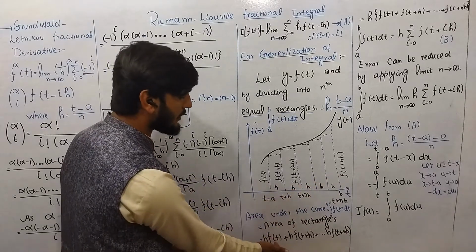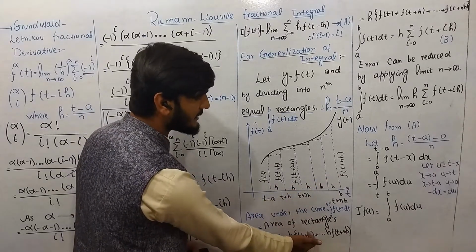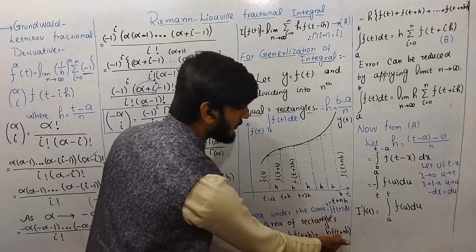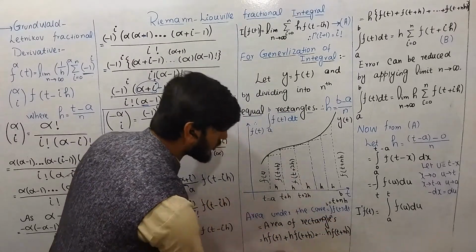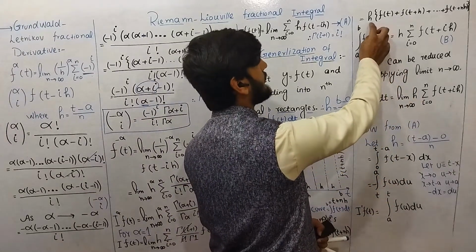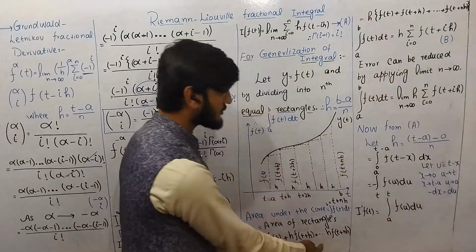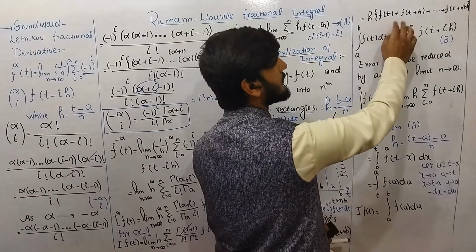So we can write this as h of f of t plus h of f of t plus h, and so on up to h into f of t plus n of h. We can write this function by taking h common from this expression. So the integral will be equal to h into f of t, and so on.